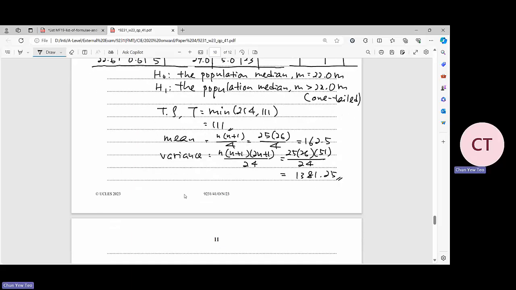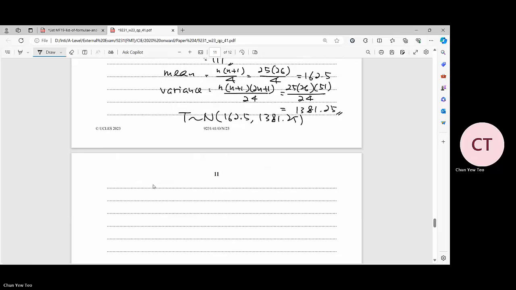Okay, so now your T distribution, you already made it become a normal distribution with the mean of 162.5 and the variance of 1381.25. Now we are ready to find the critical value. Your critical value will be from the Z distribution because I converted it to normal distribution, so Z, one tail, 95%. From the formula booklet, it will be 1.645.